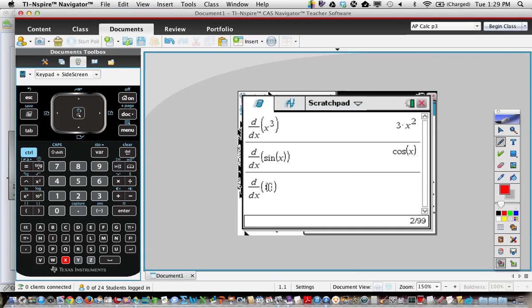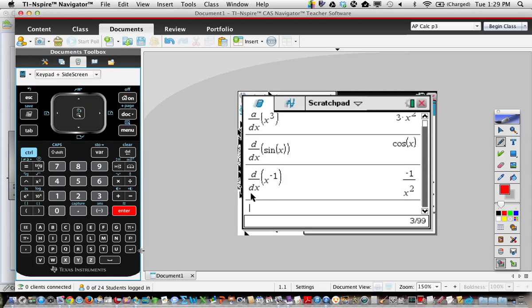Okay? Or what did we have? Let's do that one. X raised to the negative 1. Now we wrote it negative x to the negative 2, right? Negative 1 x to the negative 2. But you can see that's the same thing. So the calculator doesn't always write it the same way you wrote it. It tries to simplify. Now remember problem number 44 that we did today?